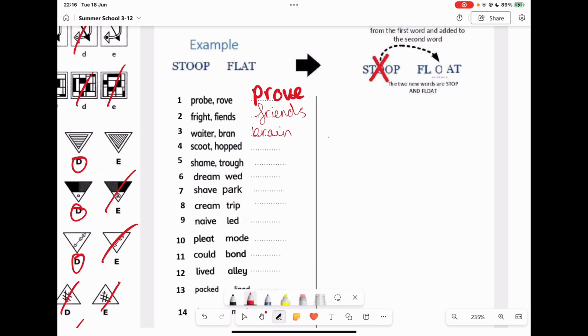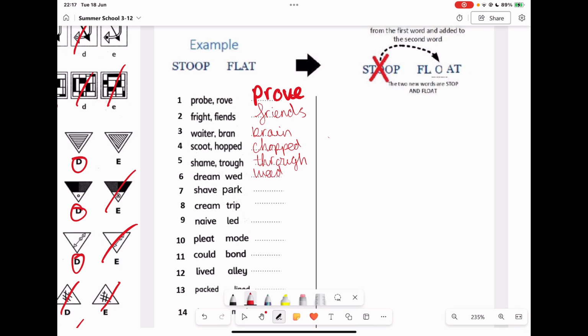And then we have scoot and hopped. So this one will be soot and chopped. And then shame and trough. This will have same and through. Then we have dream and wed. So we're going to have dram and weed.